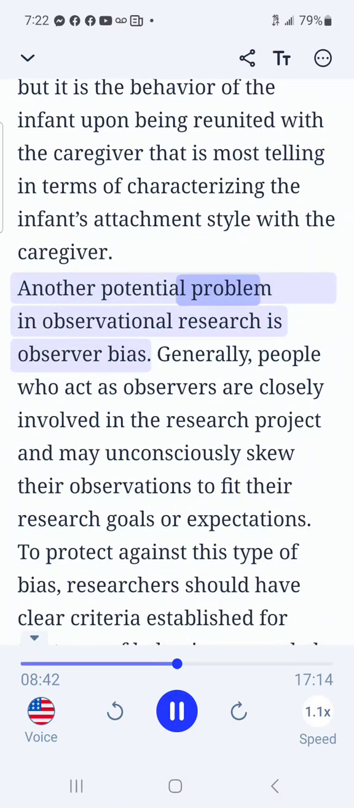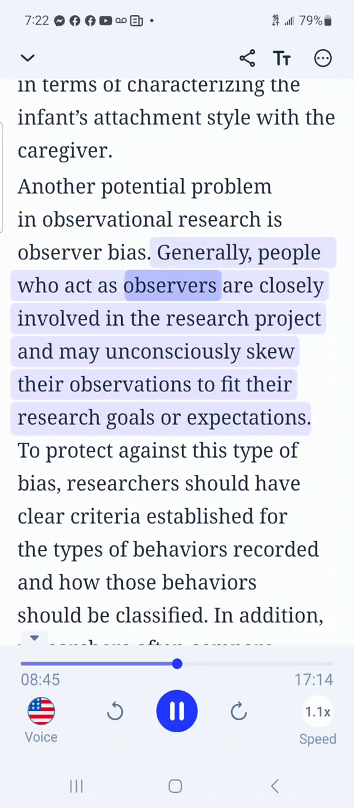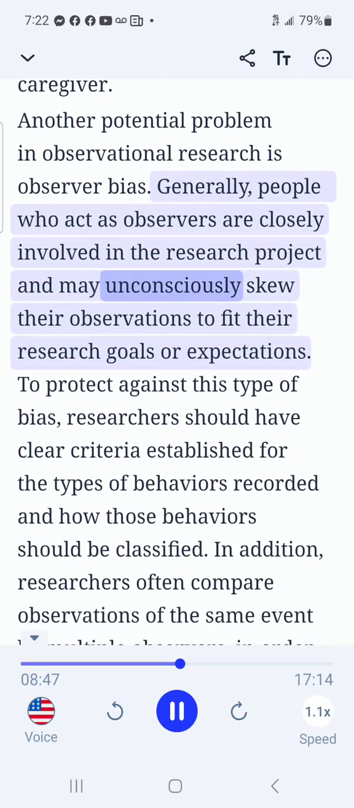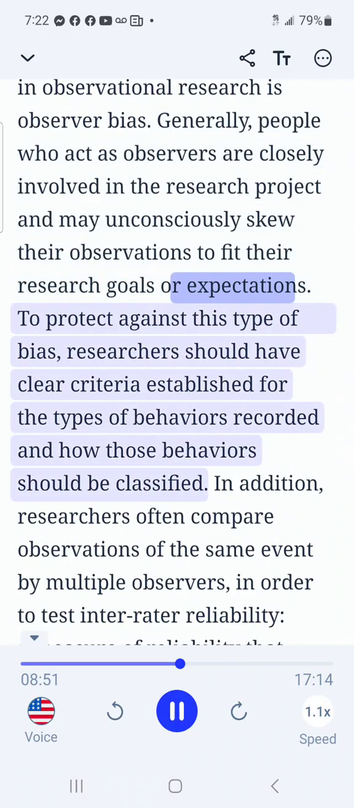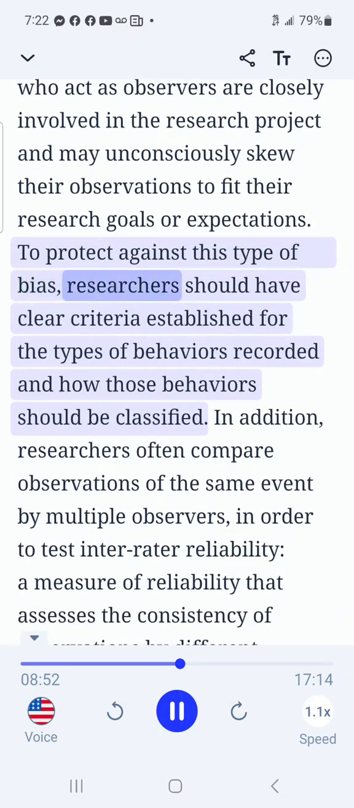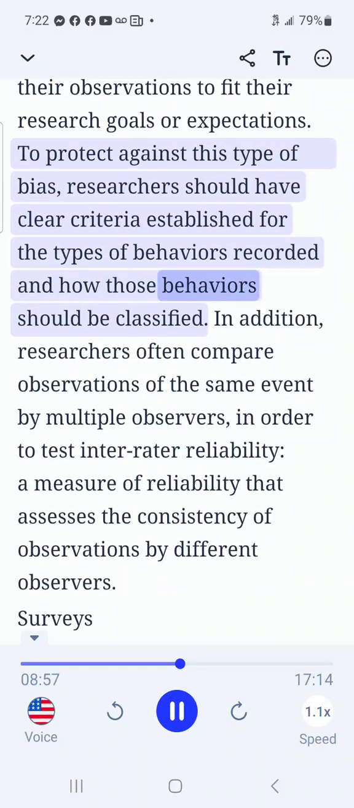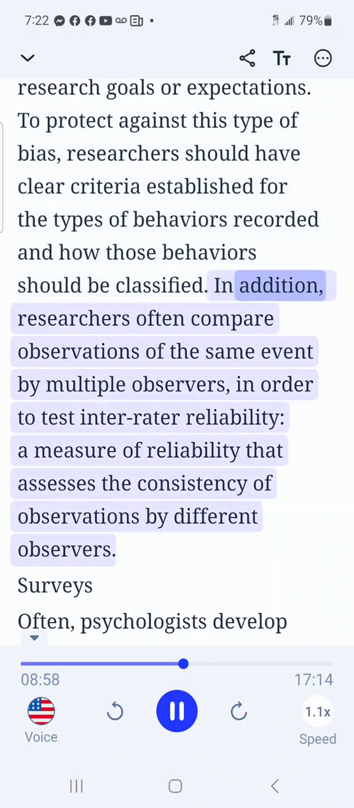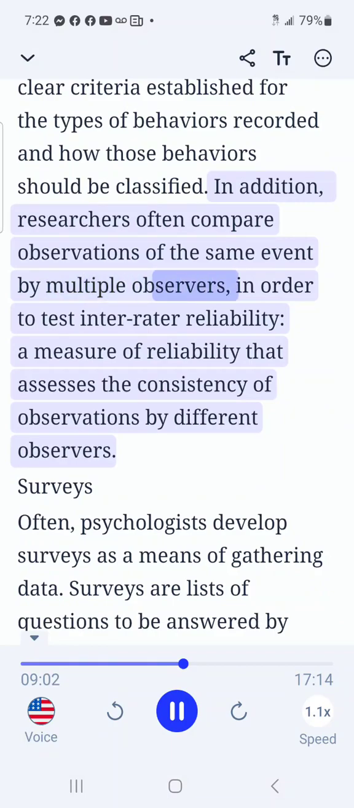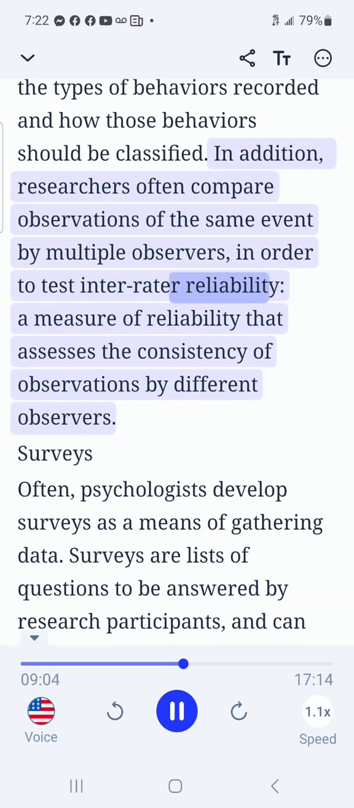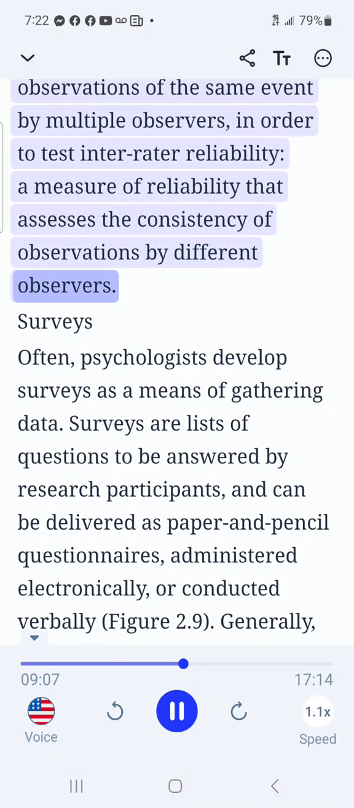Another potential problem in observational research is observer bias. Generally, people who act as observers are closely involved in the research project and may unconsciously skew their observations to fit their research goals or expectations. To protect against this type of bias, researchers should have clear criteria established for the types of behaviors recorded and how those behaviors should be classified. In addition, researchers often compare observations of the same event by multiple observers, in order to test inter-rater reliability, a measure of reliability that assesses the consistency of observations by different observers.